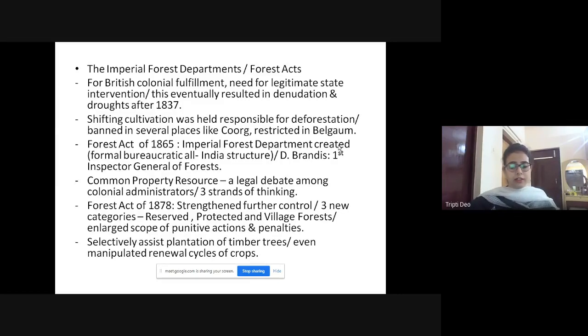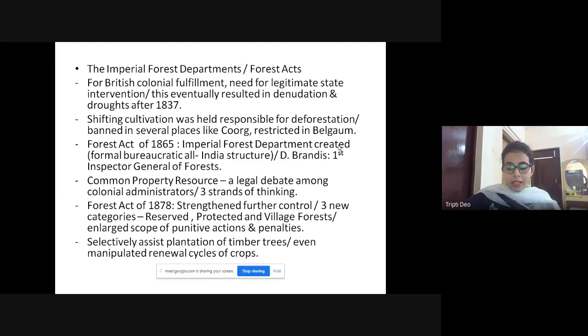Now, what were these reserve, protected, and village forests? Again, the description is given in your e-resource, but basically the reserve forest consisted of compact and valuable areas which would lend themselves to sustained exploitation. That means a limited area which the colonial government will reserve, because the produce from that particular forest is commercially very important for the Britishers. So that will be reserved by the British forest administration.